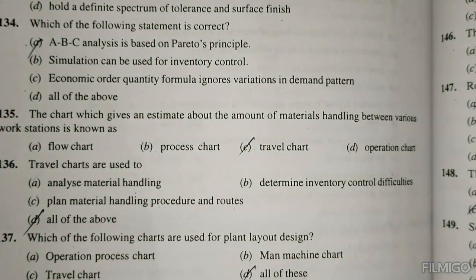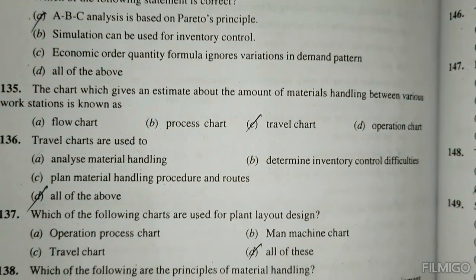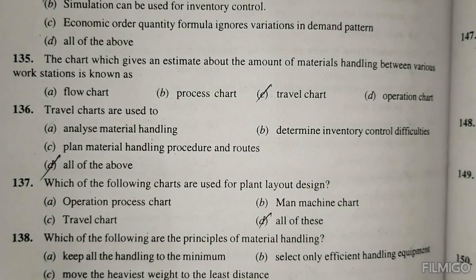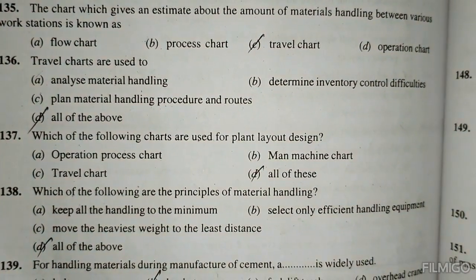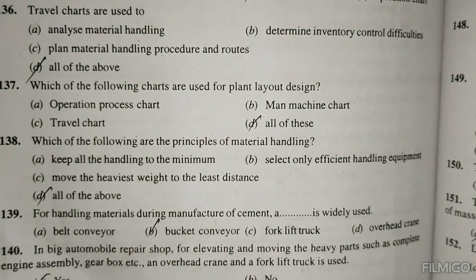The chart which gives an estimate about the amount of material handling between the various workstations is known as the travel chart. Travel charts are used for all of the above. Which of the following charts are used in plant layout design? All of the above. Which of the following are the principal material handling equipment? All of the above.